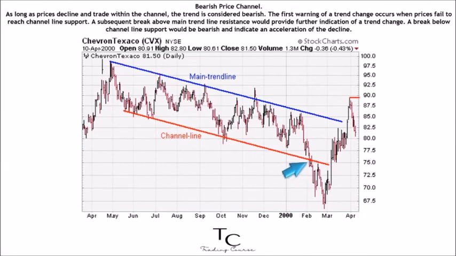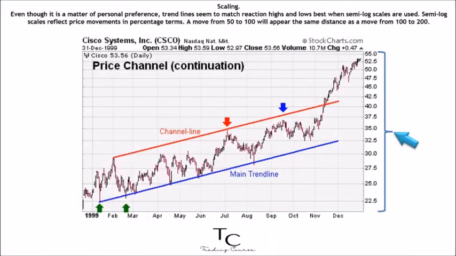Bearish price channel. As long as prices decline and trade within the channel, the trend is considered bearish. The first warning of a trend change occurs when prices fail to reach channel line support. A subsequent break above main trend line resistance would provide further indication of a trend change. A break below channel line support would be bearish and indicate an acceleration of the decline.